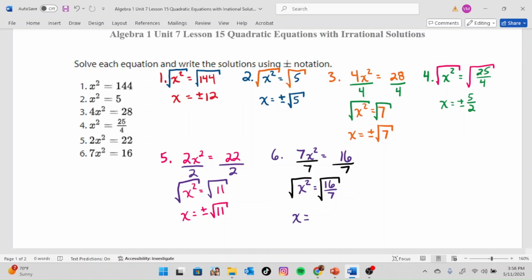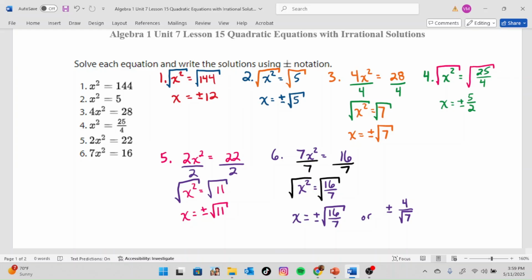And then the square root of 16 over 7 can be written a couple of different ways. We can just leave this as the square root of 16 over 7 because 7 is not a perfect square. If you were to try and change it because 16 is, then what you could do is you would say plus or minus the square root of 16 is 4, and you would put square root of 7 on the bottom.